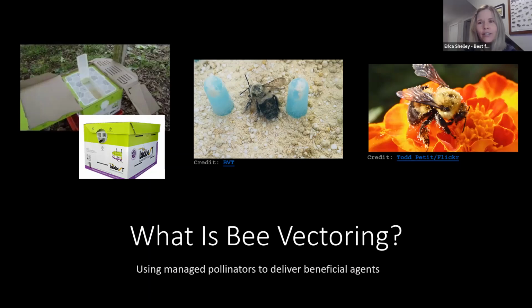So they can do lots of trips, and they're big, so they can carry lots of powder, and they're not as clean as honeybees. So if you put a powder into a honeybee colony, they're more likely to remove it quickly and not necessarily carry it. Whereas bumblebees are a little bit less cleaning up of their hives, and so they'll tend to keep the powders there. So bee vectoring, it's really simple. We say using managed pollinators. And so managed pollinators can be mason bees, bumblebees, honeybees, to deliver beneficial agents.